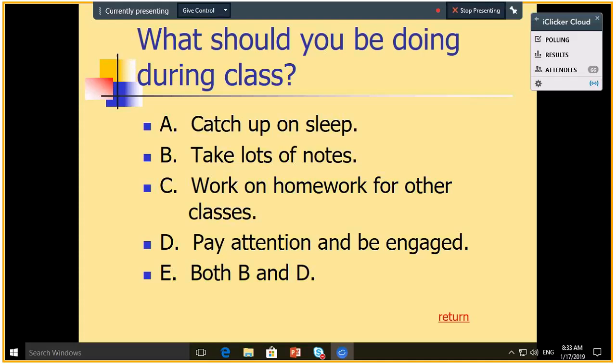But remember, successful college students always take notes, always take lots of notes. And so that's one of the habits that I want to get you into starting today.